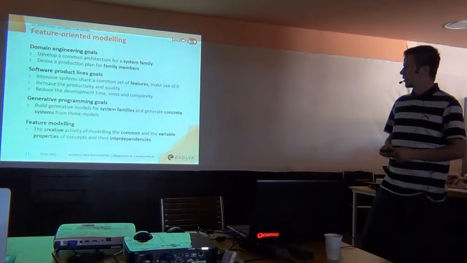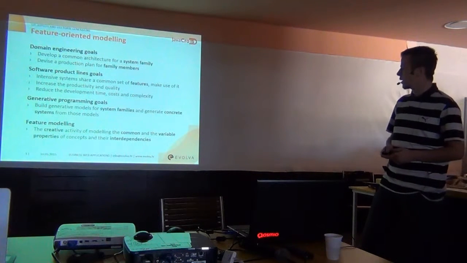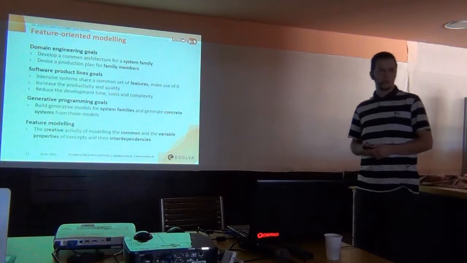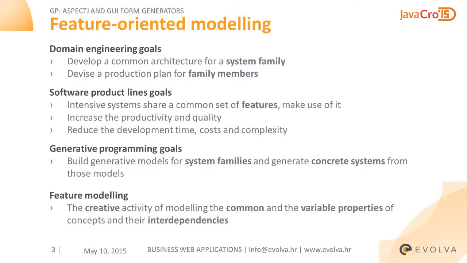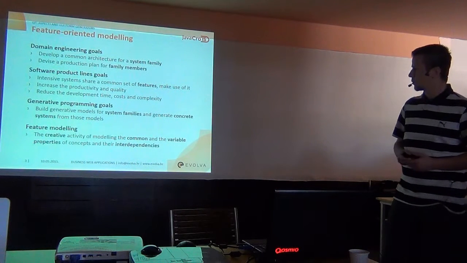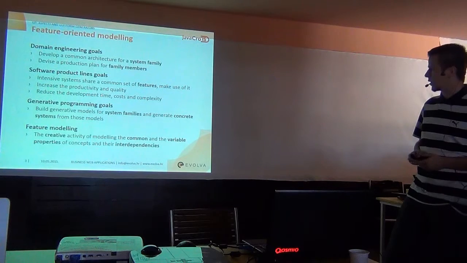Well, the goal for generative programming is to build generative models for software families and to generate concrete systems for those models. Generative programming relies on a few other disciplines, most of all domain engineering and software product lines. In domain engineering, the main goal is to develop a common architecture for a software family and to devise a production plan for its members. Software product line tries to make use of common features that we find in software, and of course it tries to increase the productivity and reduce the development time, etc.